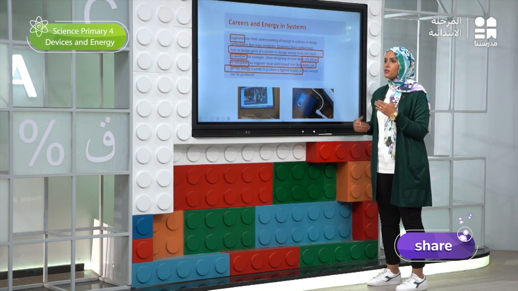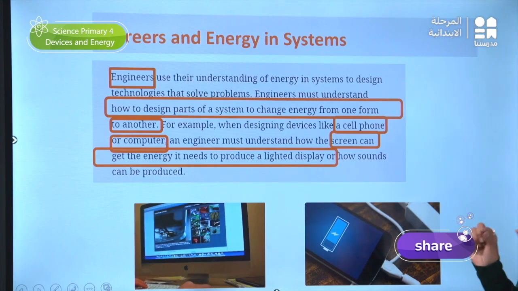Electrical energy transforms to chemical energy inside the battery. Then what comes out is light energy that makes the phone light up and sound energy when the phone rings. So we will put sound and light in the outputs.